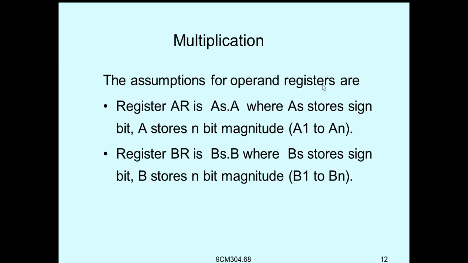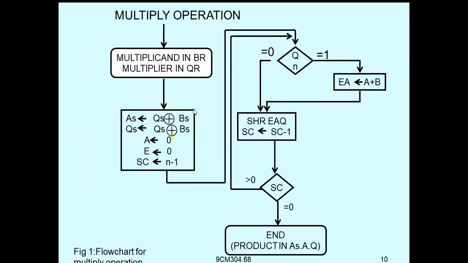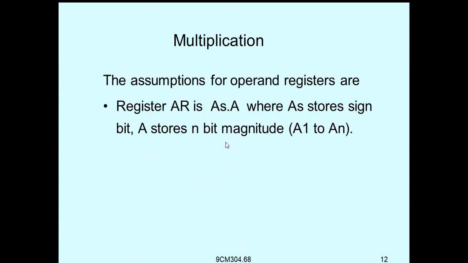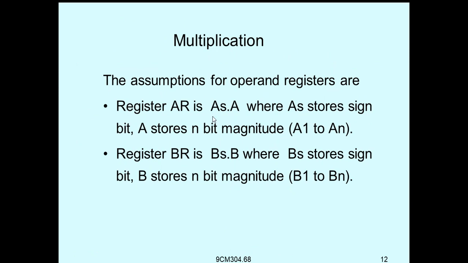So here in flowchart one, the assumptions for operand registers are: register AR is AS dot A, where AS stores the sign bit and A stores the n bit magnitude A1 to An, and register BR is BS dot B, where BS stores the sign bit and B stores the n bit magnitude, that is B1 to Bn.